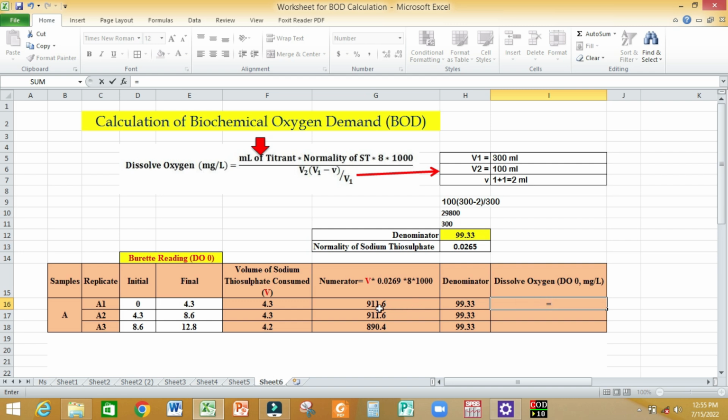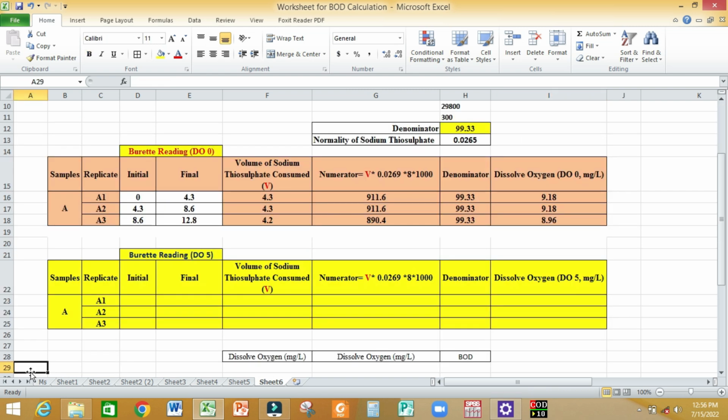DO is equal to numerator divided by denominator. So this will give you a value of 9.18, and for A2 and A3 it will be 9.18 again and 8.96. So these are the dissolved oxygen content of the samples the day it was collected. So these are the DO0 values.